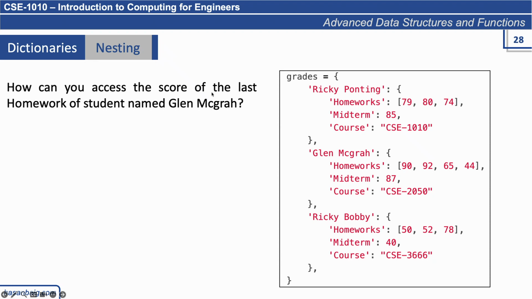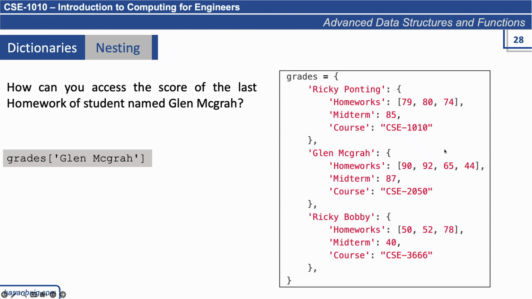So how can you access the score of the last homework of a student named Glenn McGraw? First of all, think about what you would do first in order to access a key in a dictionary. We are not talking about looping, we are just talking about accessing a particular piece of data. So in order to access a key in a dictionary, what do you do? Type the dictionary name first, and specify what data you want to retrieve. You have to specify the key. What key is it here? Glenn McGraw. By specifying this statement, we actually have access to the value associated with Glenn McGraw.